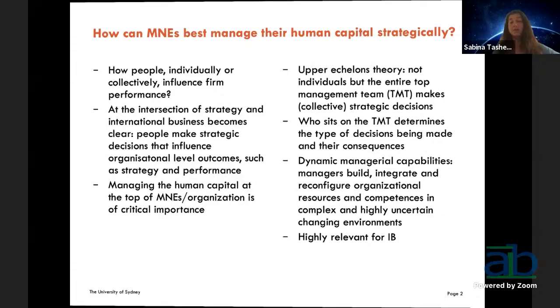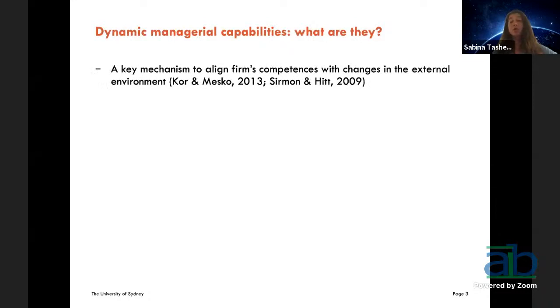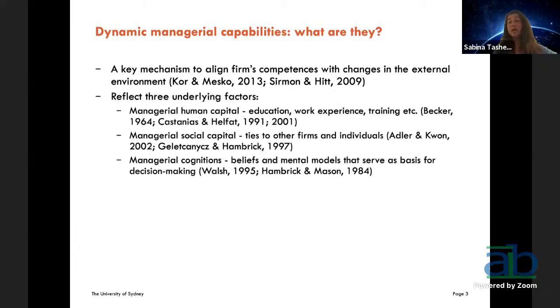So what are dynamic managerial capabilities? They're a key mechanism to align firms' competencies with changes in the external environment, and they reflect three underlying factors. That will be managerial human capital, managerial social capital, and managerial cognitions, which are the beliefs and mental models that serve as basis for decision-making.